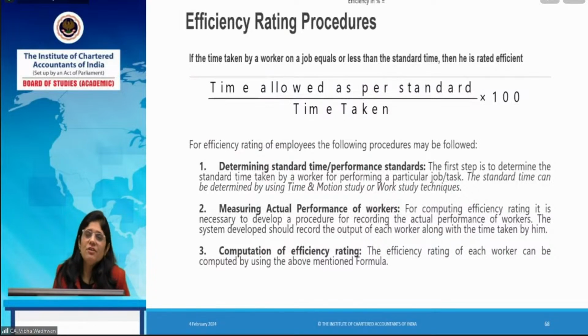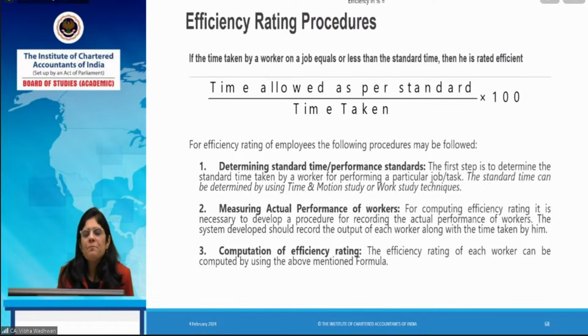Efficiency rating. Again, we have been doing premium bonus methods and discussing efficiency. If you are completing the task in less than the standard time, if you are taking less time than the time allowed, you are efficient. If you are taking more time than the standard time, you are less efficient. Clear? So this is exactly what efficiency rating procedures are. The efficiency rating is done with respect to all the workers, and then accordingly, see, it's very important.